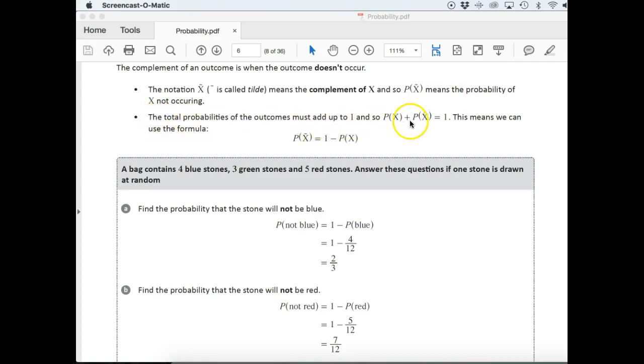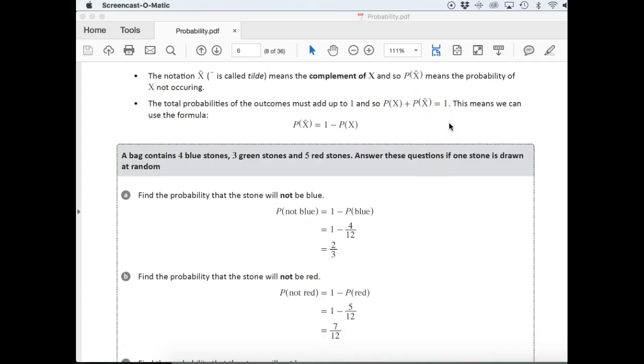Total probabilities of outcomes must add up to 1. So the probability of something occurring and not occurring has to equal 1. Let's say we're tossing a coin: the probability of a head plus the probability of not tossing a head. Tossing a head is a half. Not tossing a head means you're tossing a tail, which is another half. A half plus a half equals 1. Remember, replay any of this if it's not making any sense.